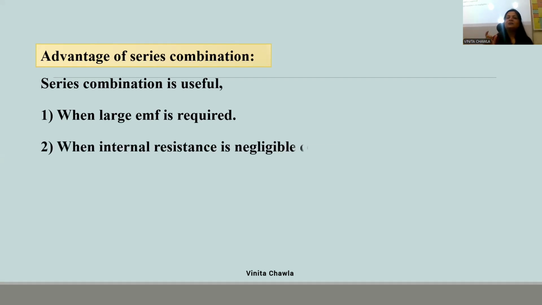When internal resistance is negligible compared to external resistance. Because internal resistance also we are simply adding, R1 plus R2 plus R3 to Rn. We're doing it like this. Small r को सबको add कर रहे हो ना to get the net resistance. है ना? तो अगर आपकी internal resistance negligible as compared to external resistance, there, then we can use this.